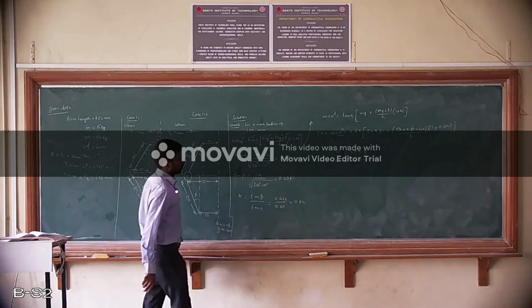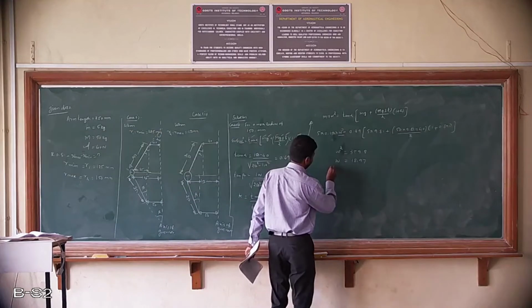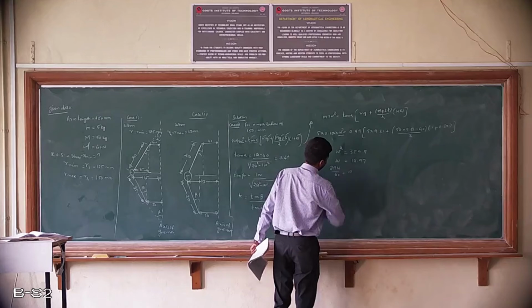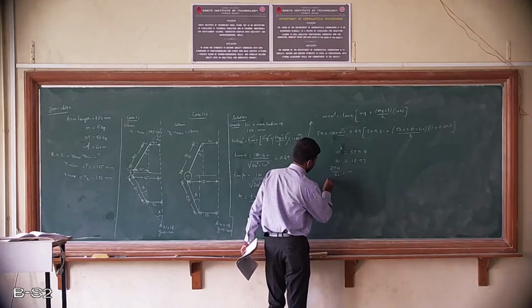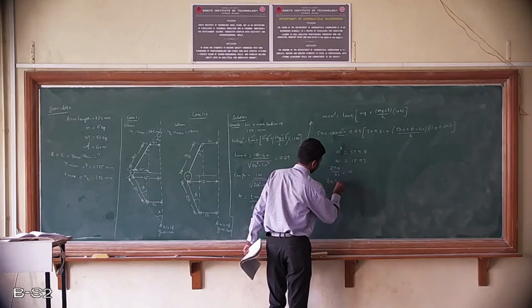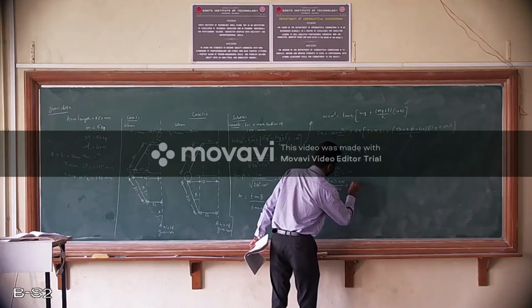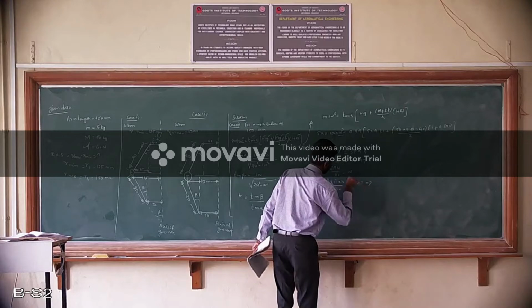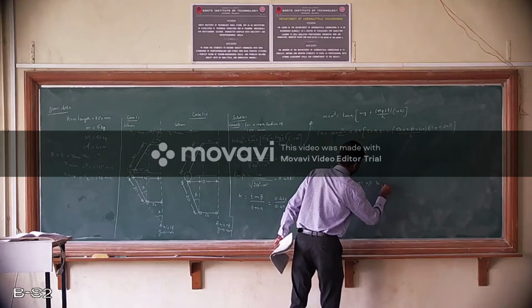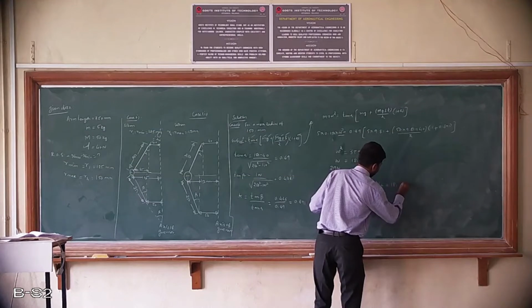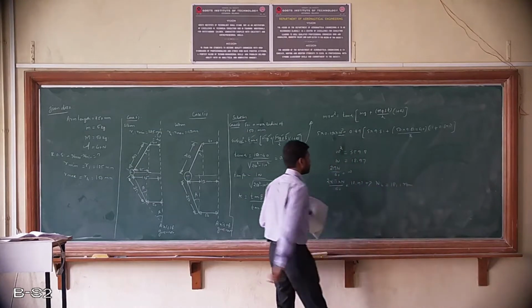Next thing is we need to calculate the value for n. So how can we get the value for n? 2 pi n by 60 is equal to omega. We know this equation. So substitute all the values. 2 pi n is unknown, divided by 60. Omega value is 18.97. So it means I can calculate the value of n2, and the value of n2 is 181.1 rpm.